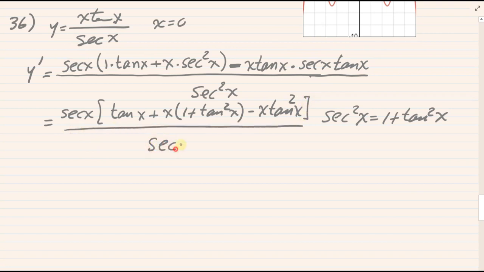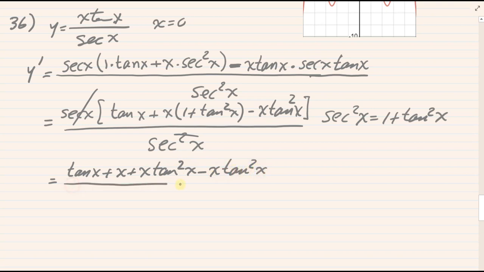secant squared x. And then we can actually divide out a secant and a secant in the denominator. And all we end up with is the following. We have tan x plus x tan squared x minus x tan squared x, all of that divided by secant x.